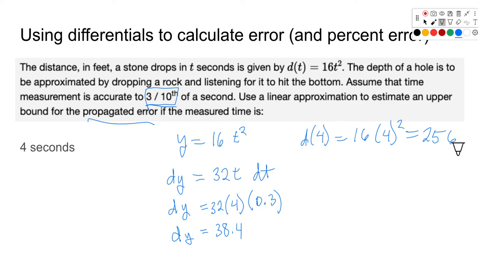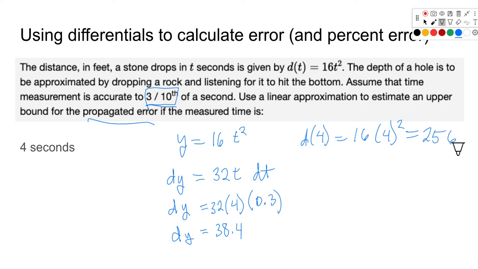But what does that 38.4 represent? The error. The error that it might be 38.4 feet deeper than that, because maybe our timing was actually 4.3 seconds, or maybe it was actually 3.7 seconds, so it's 38 feet less than that. So that's almost 40, so that's almost an 80-foot difference, plus or minus. That seems like a big error, but we're willing to accept it, or at least that's as accurate as we can get with the timer.